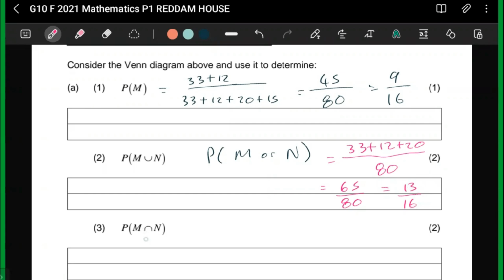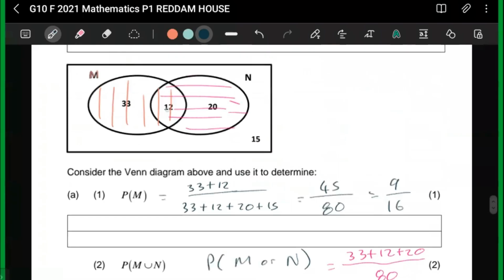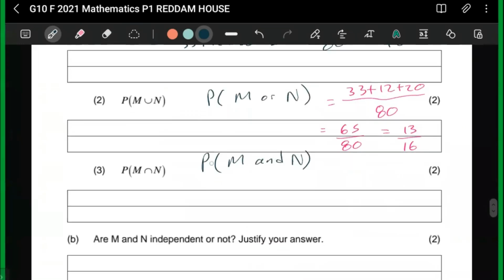For the bottom, it's asking what is the probability of M and N. You see? So the thing is, you have to keep in mind that "and" is inclusive. So this is asking where M and N meet, which is specifically just the 12. That's the only part where you see M and N. So this is going to be 12 over 80.